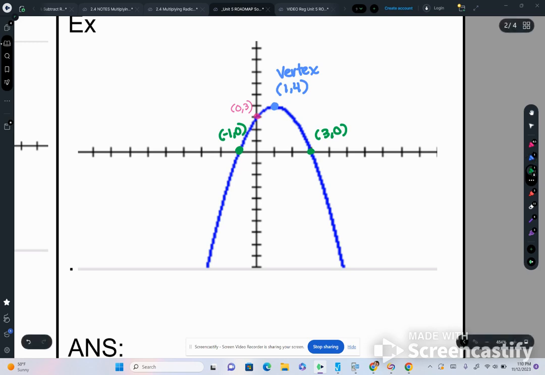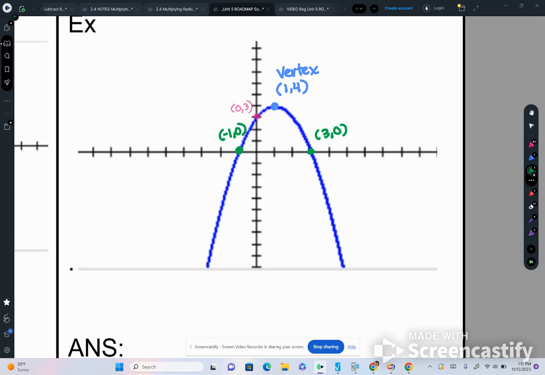We have our intercepts, which help us see when our graph is above or below the line. So it's above the line between our x-intercepts in this case, and it's below the line or below those x-intercepts. So from negative infinity up to that point, it's below, and from 3 to infinity, it's below. So those are some key things that we want to look at.